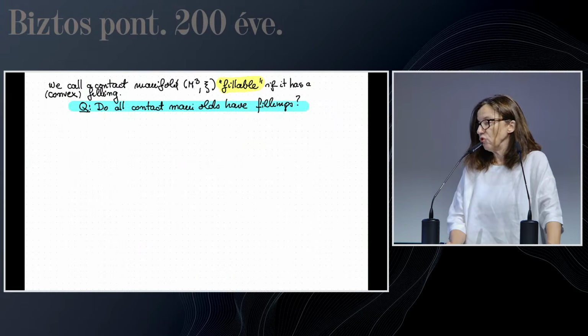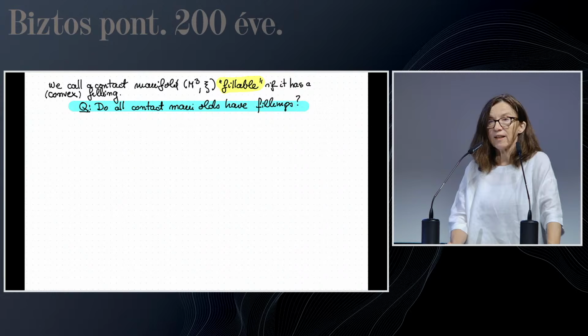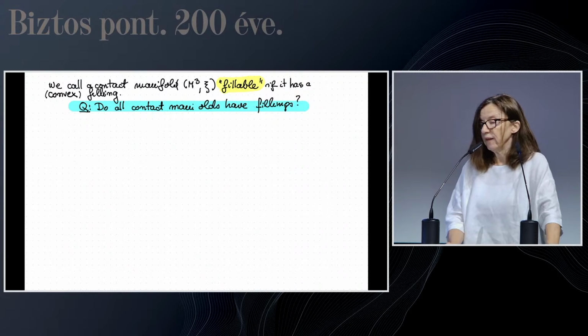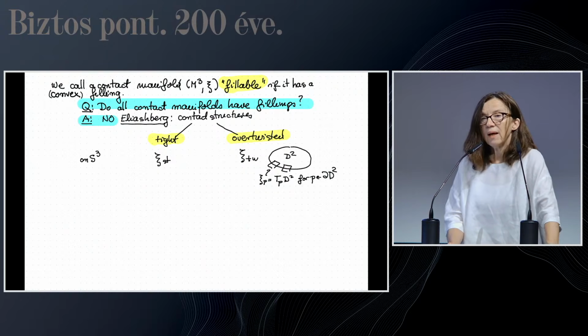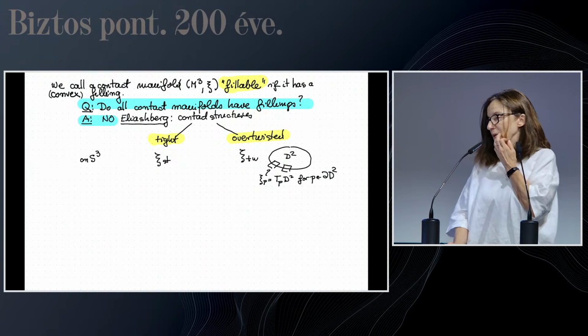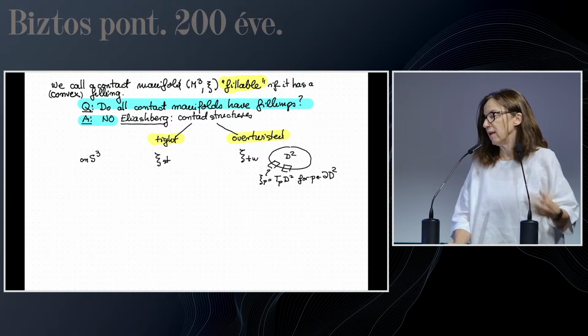So the question is, do all manifolds have fillings? This is now our question. All 3-manifolds have smooth 4-manifold fillings, do all contact 3-manifolds have symplectic fillings? And the answer is no. And it comes from the following dichotomy introduced by Eliashberg.